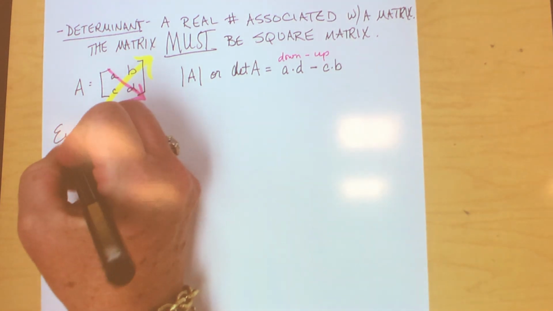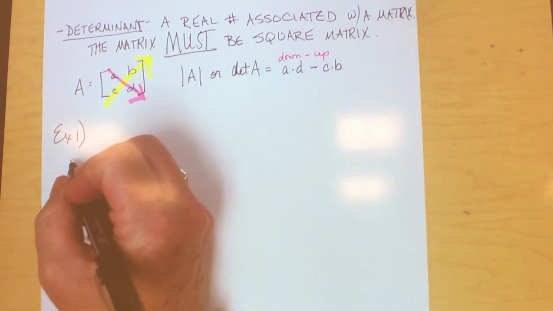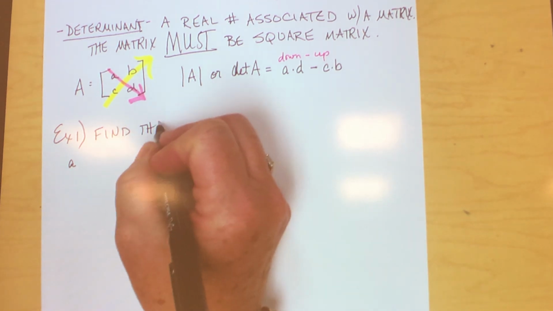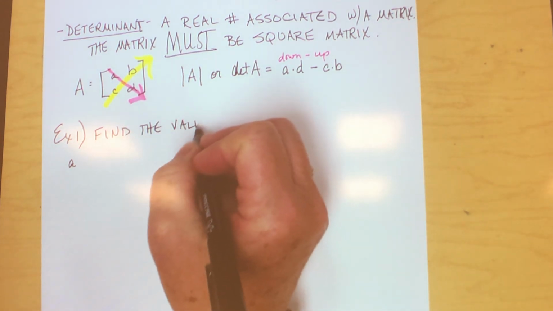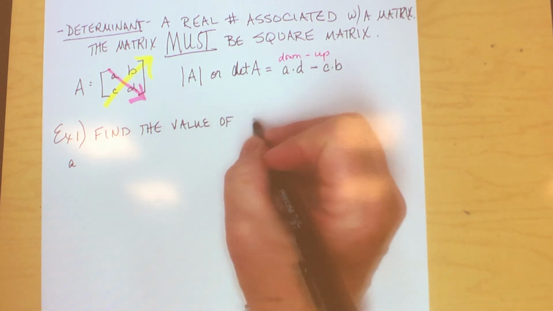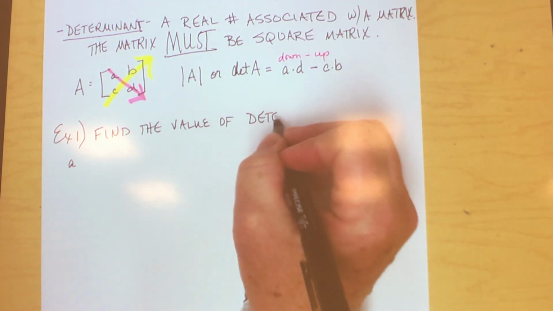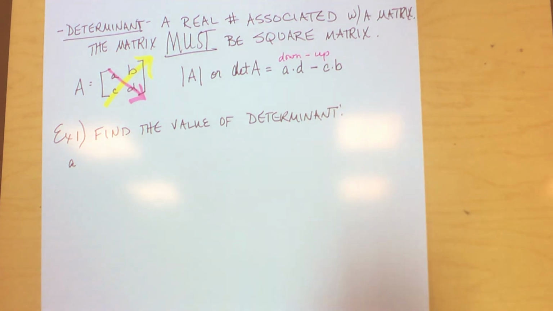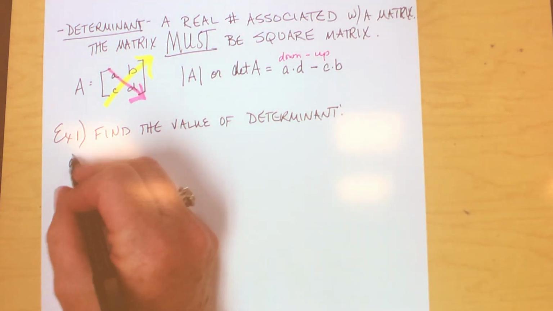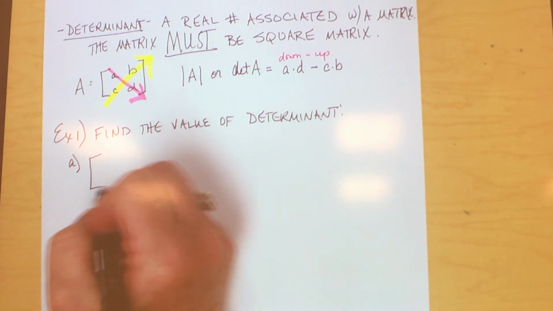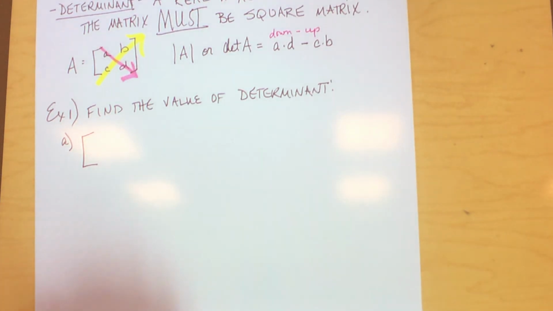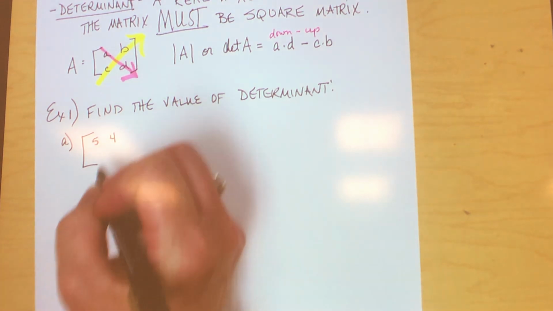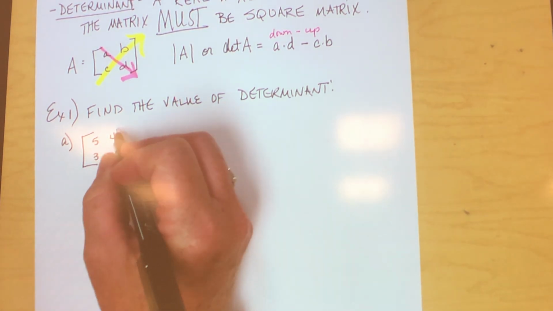Let's try. Are you ready? Example 1. Let's do A. We're going to find the value of the determinant. Okay? Find the value of the determinant. So, A, here's my matrix. We'll do this one together, okay? And then I'll give you the next one and let you do it by yourself. 5, 4, 3, 1.